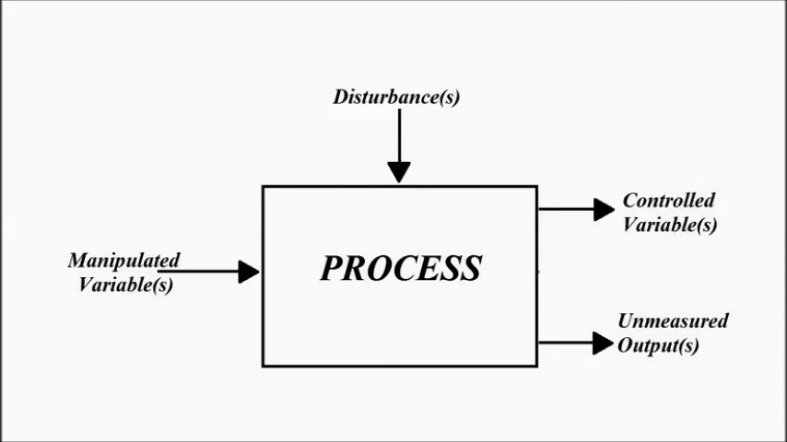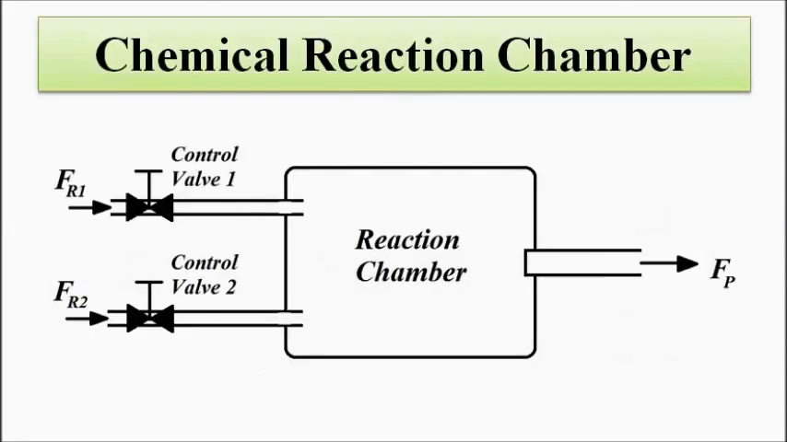Now let us understand this with the help of some basic examples. First, let us take a chemical reaction chamber to produce a particular chemical component. Let us say, to produce a certain amount of chemical at the output, two reactants are required. Let us call them reactant 1, that is R1, and reactant 2, R2, and we want a product P at the output.